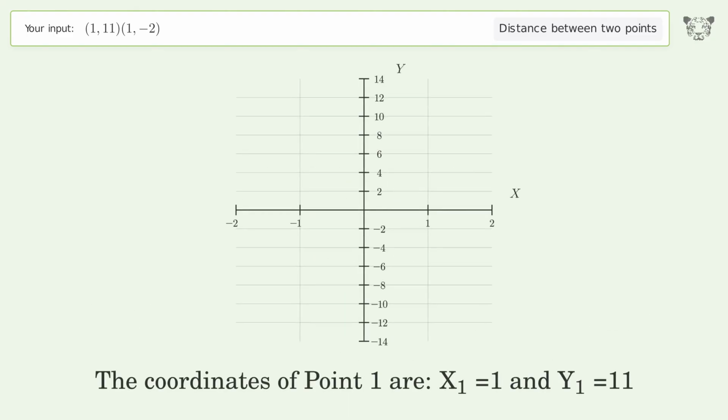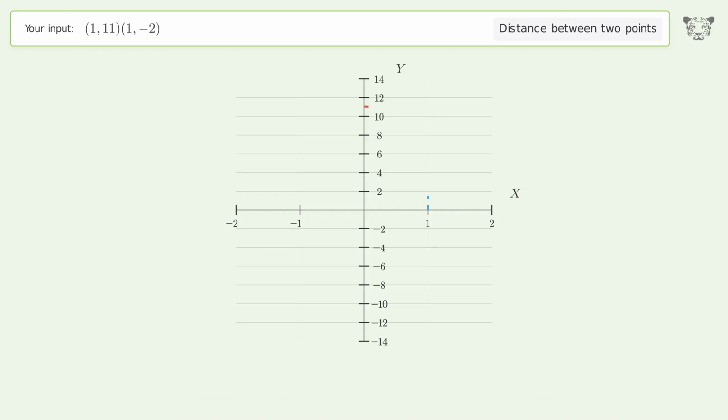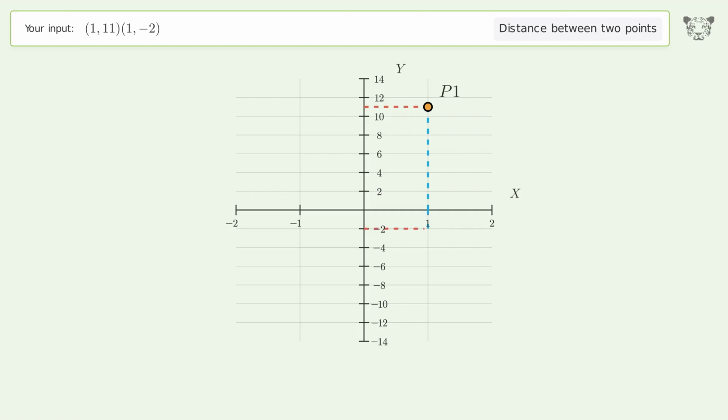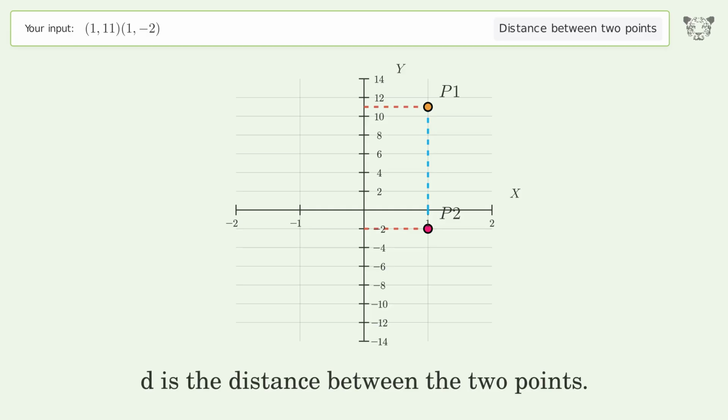The coordinates of point 1 are x1 equals 1 and y1 equals 11. The coordinates of point 2 are x2 equals 1 and y2 equals -2. D is the distance between the 2 points.